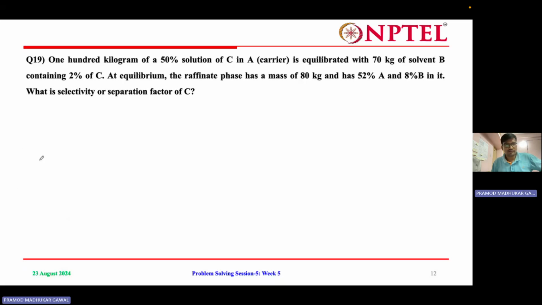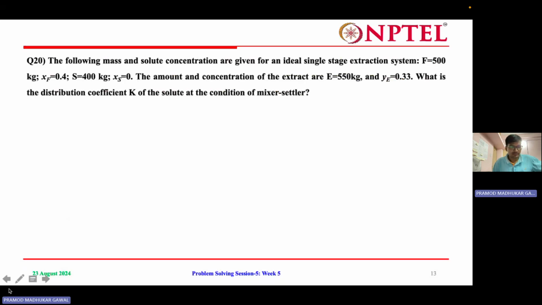Question number 19, calculated already. The following mass and solute concentrations are given for an ideal single stage extraction system. F is equal to 500 kg, mole fraction of the solute in the feed 0.4, solvent quantity 400 kg, and mole fraction of the solute in the solvent stream is 0, so it's pure solvent. The amount and concentration of the extract are E equal to 550 kg, Y equal to 0.33. So what is the distribution coefficient K of the solute at this condition?